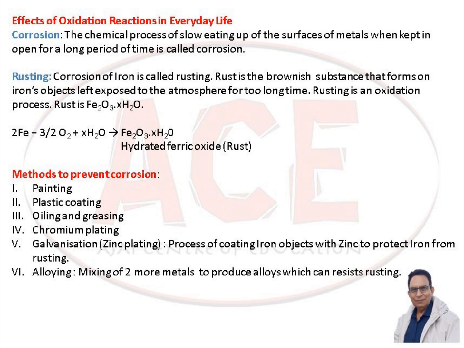The general formula of rust is Fe2O3·xH2O, meaning hydrated ferric oxide has a variable number of water molecules as water of crystallization. Methods to prevent corrosion: painting, plastic coating, oiling and greasing, chromium plating, galvanization. This is the process of coating iron objects with zinc to protect iron from rusting. Alloying: mixing of 2 or more metals to produce alloys which can resist rusting.